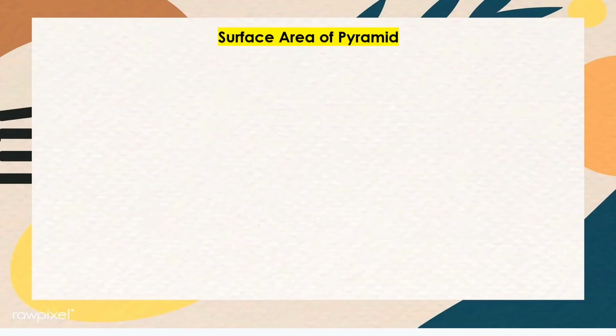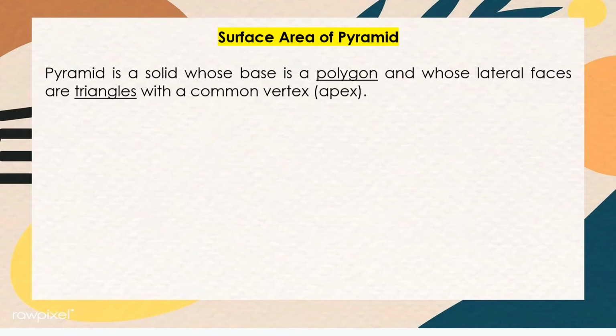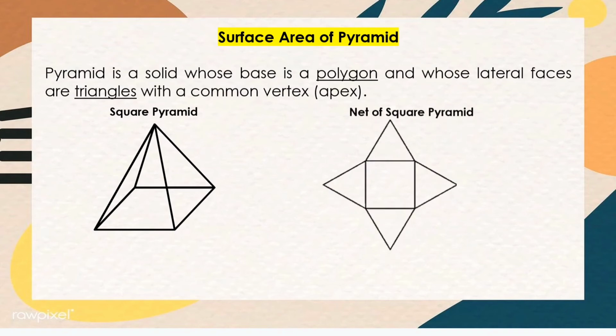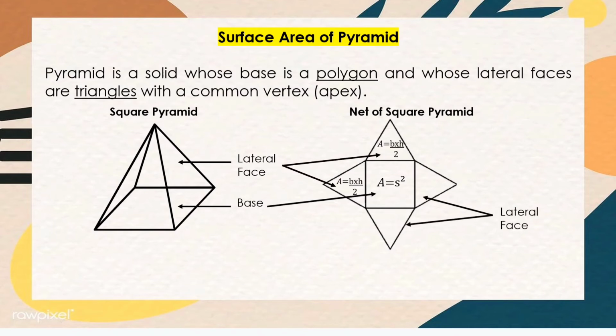Surface area of a pyramid. A pyramid is a solid whose base is a polygon and whose lateral faces are triangles with a common vertex, or what we call the apex. So we have here the figure and the net of a square pyramid. The base is a square, and the lateral face represents a triangle. So the area of the base is s squared, while the area of the triangle is base times height divided by 2.